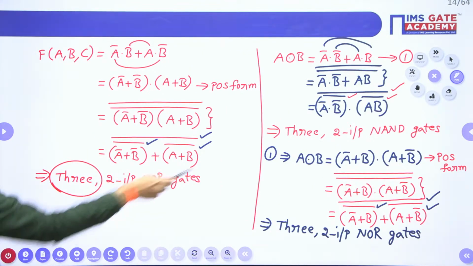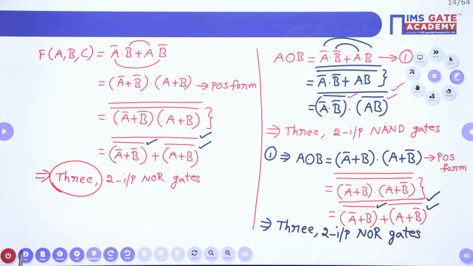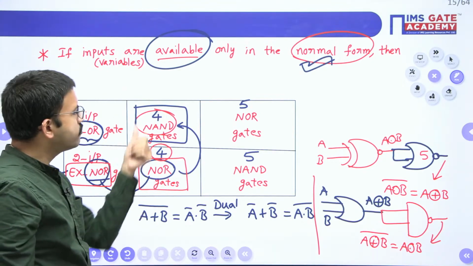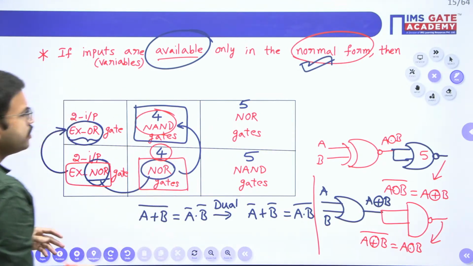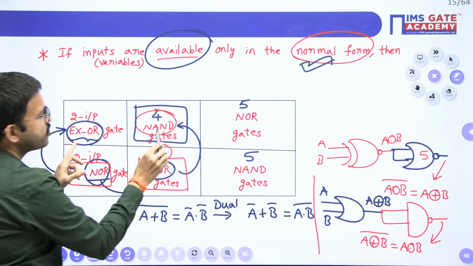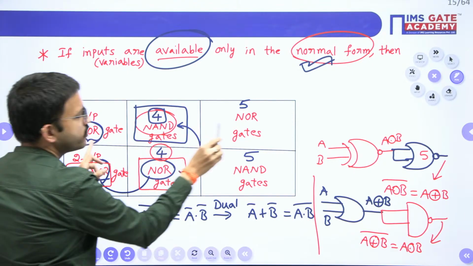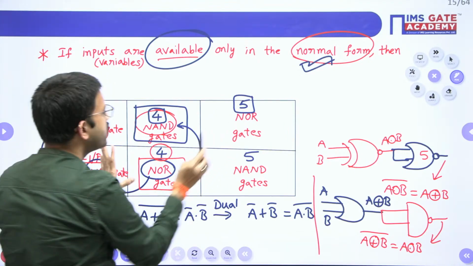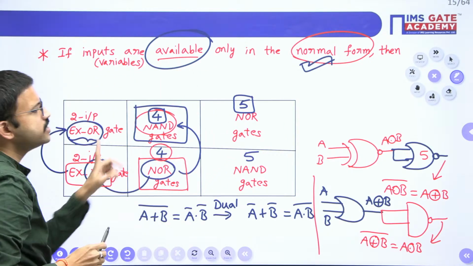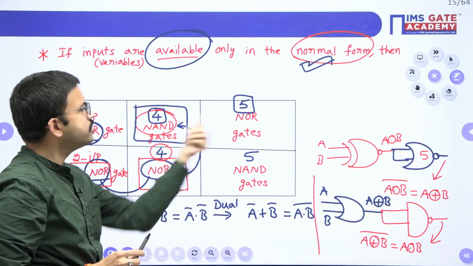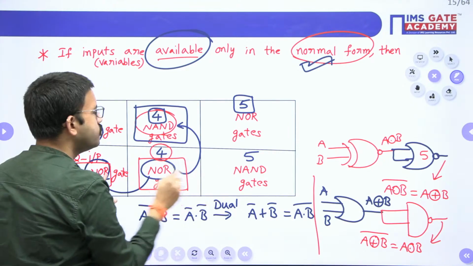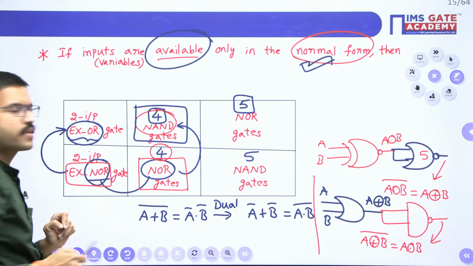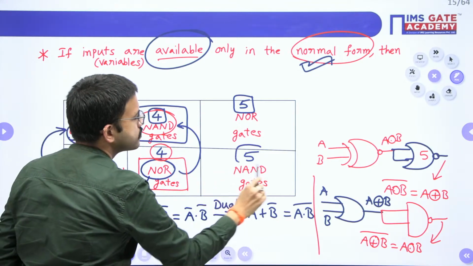Whereas here you may get 4 in one case, 5 in another case. Here, regarding XOR gate, with the help of NAND we require 4, with the help of NOR we require 5. Suppose the question is like this, then among these two, 4 is the least. Similarly here, among these two, 4 is the least. Clear? All of you please respond.